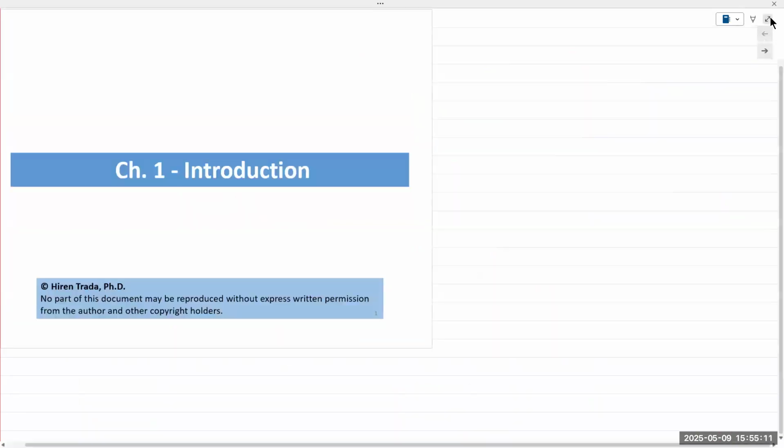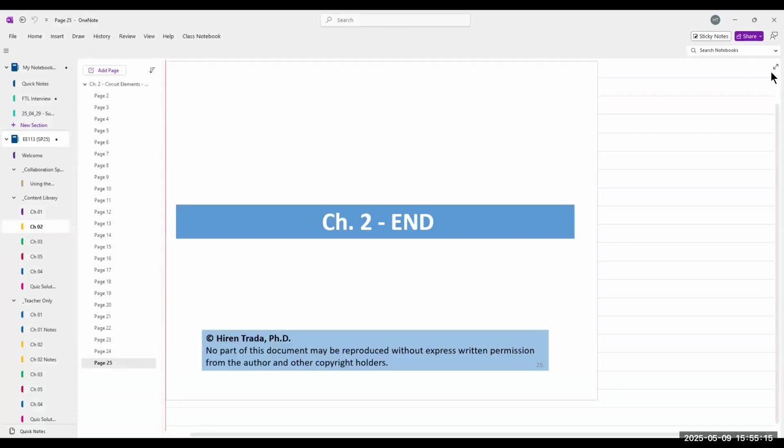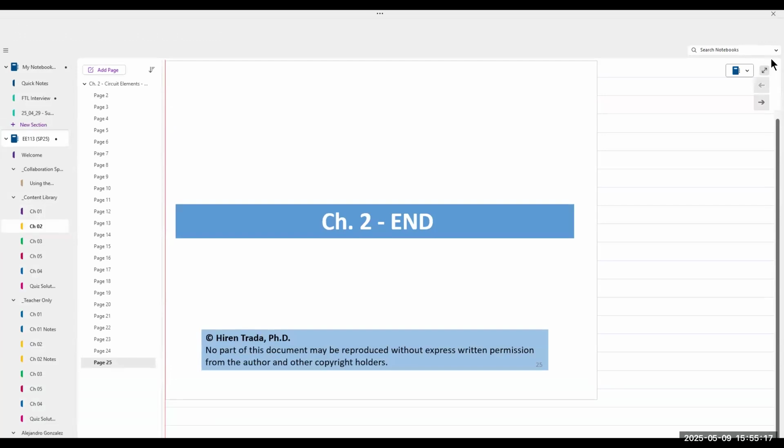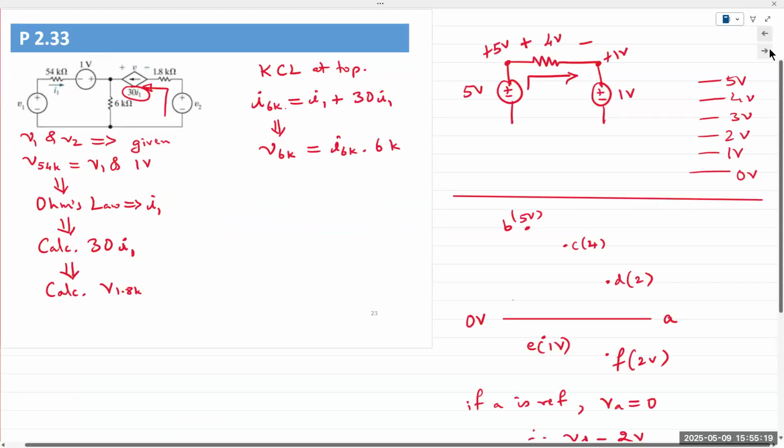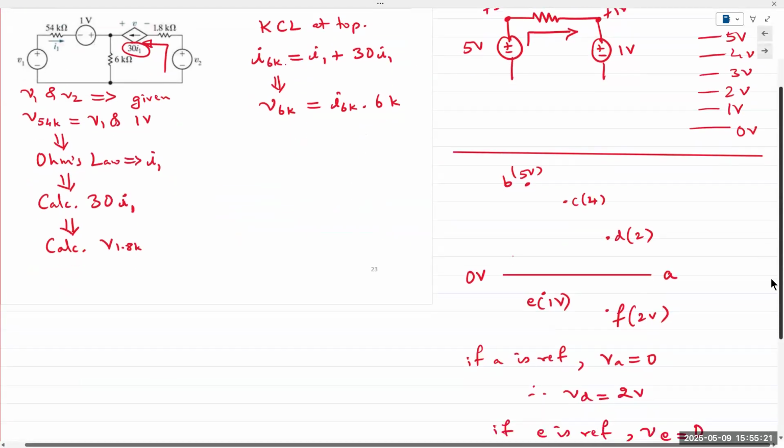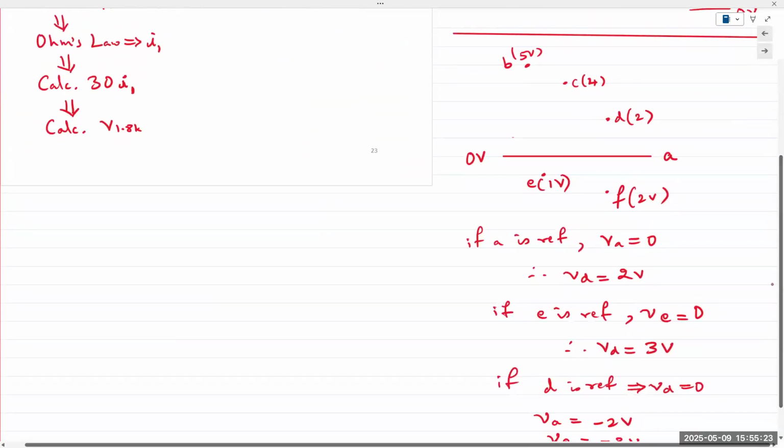Not here. The chapter 2. Oh yeah, this one, this example.